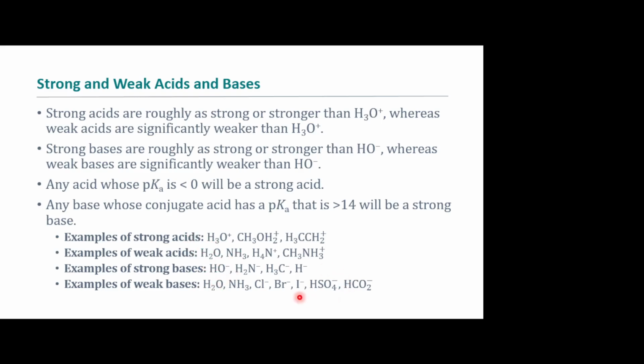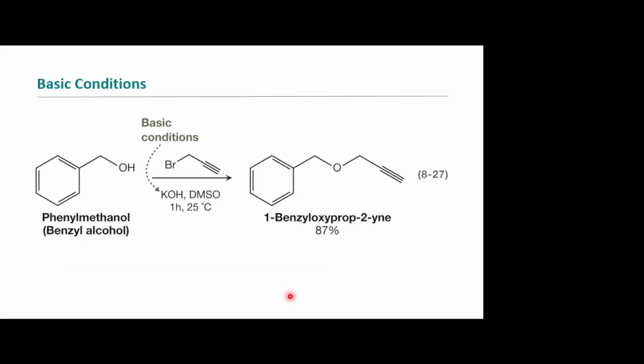Notice that chloride, bromide, and iodide are all weak bases. They're just incredibly weak bases. They're the conjugates of strong acids, in case you're wondering. These would be basic conditions right here. See the KOH right there?